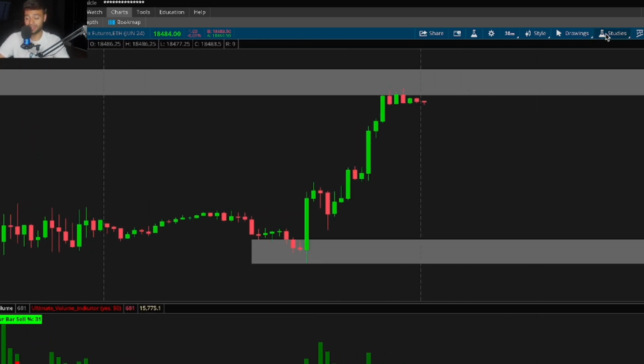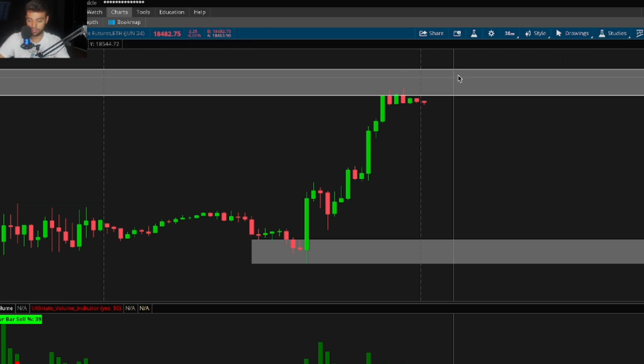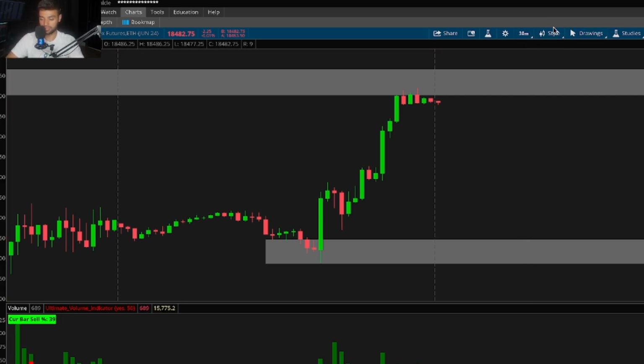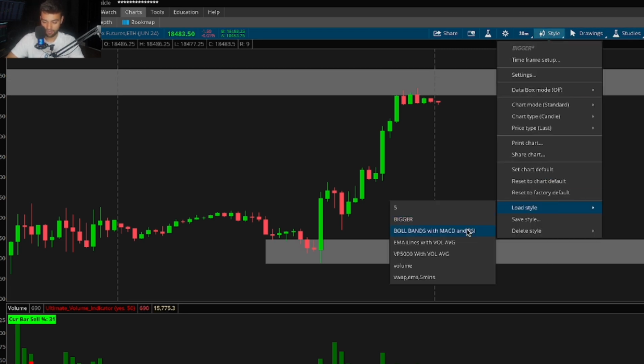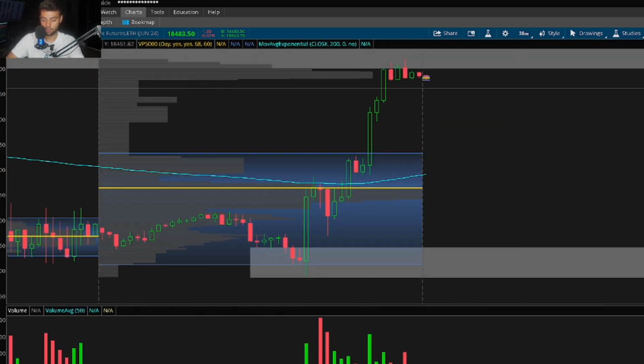Now, to make it even better, what you want to do is go to studies, and I'm going to add my volume profile to this chart. There's a custom indicator that I have in the free course down below. You can get this custom volume profile. There's also a volume profile already in Thinkorswim that you can have for free, but this one I have is actually a little bit better personally. I already have it, so I'm going to load it right here. And this becomes the volume profile.